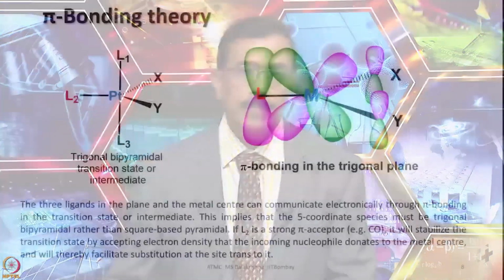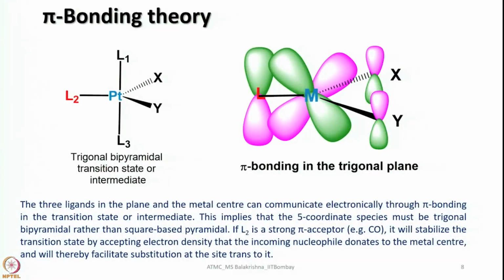Now, let us move on to the third theory. This is called pi bonding theory. As the name suggests, this holds good for substitution reactions having pi back bonding ligands. For example, if you have triphenyl phosphine, carbon monoxide, ethylene, or even N-heterocyclic carbenes, you can anticipate the role of pi bonding theory in the substitution reactions of square planar complexes.